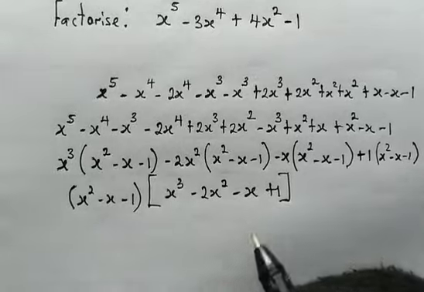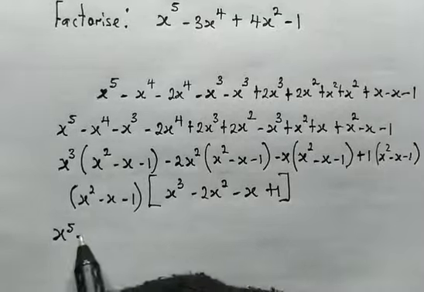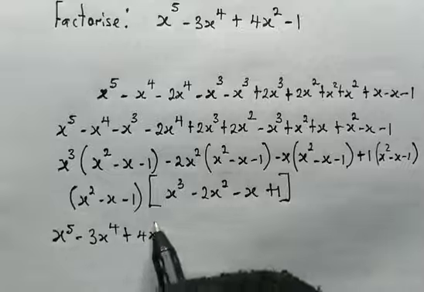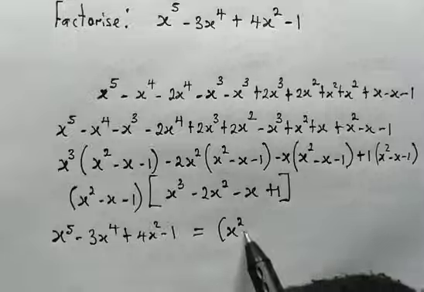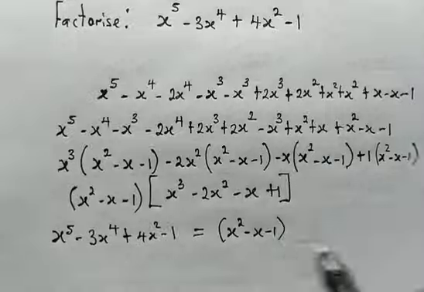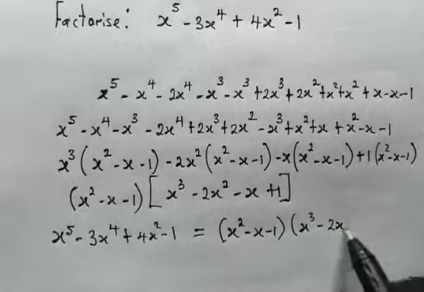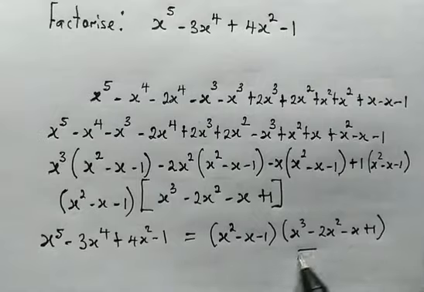And from here, we get the factorized form of x to the power of 5 minus 3x to the power of 4 plus 4x squared minus 1. This equals x squared minus x minus 1 multiplied by x cubed minus 2x squared minus x plus 1. And this is the right answer.